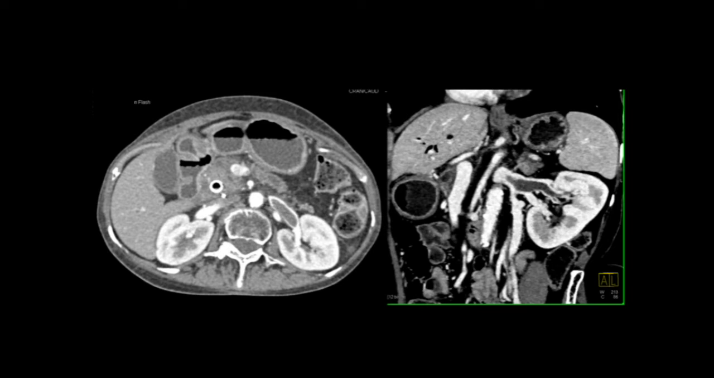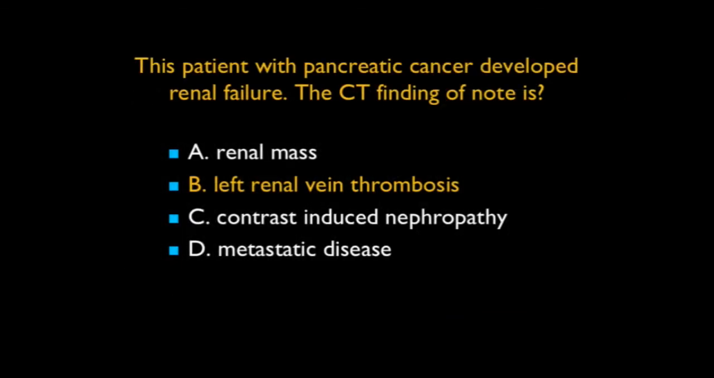I see a mass in the head of the pancreas with a stent in place. But you see left renal vein thrombosis. Sometimes patients with paraneoplastic syndrome have a hypocoagulability state and can develop these complications like renal vein thrombosis, portal vein thrombosis, IVC thrombosis. This patient eventually developed renal failure because of the paraneoplastic syndrome. Just a very nice example.